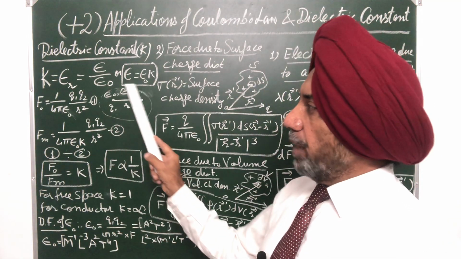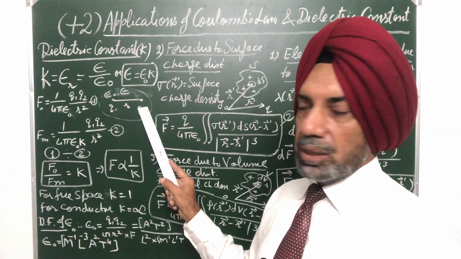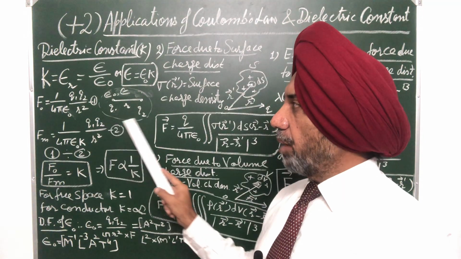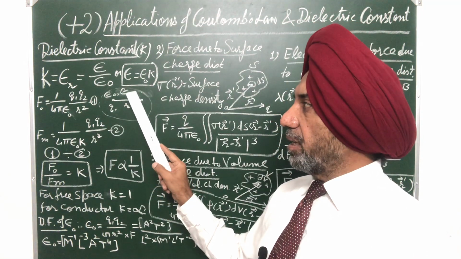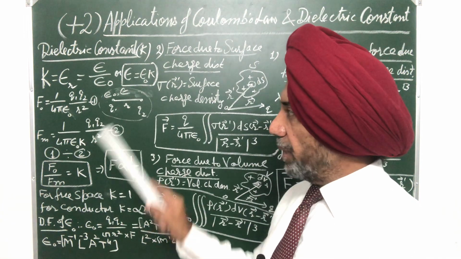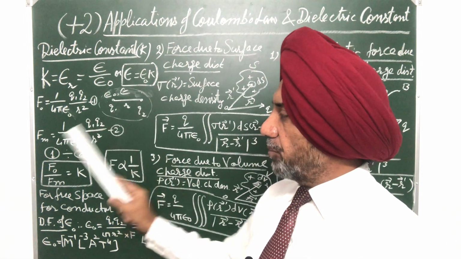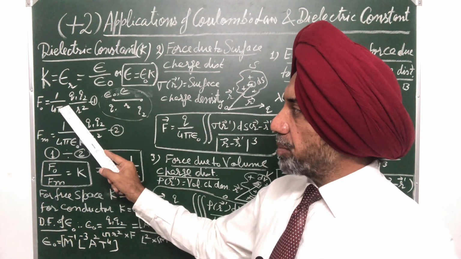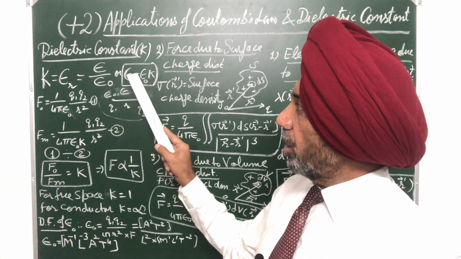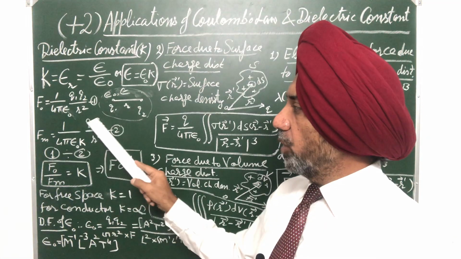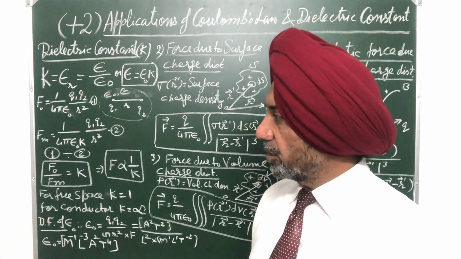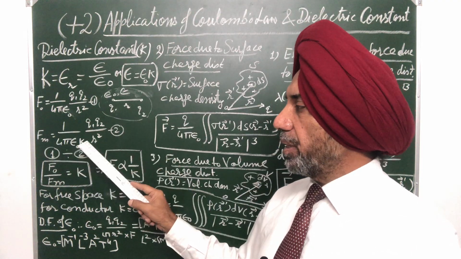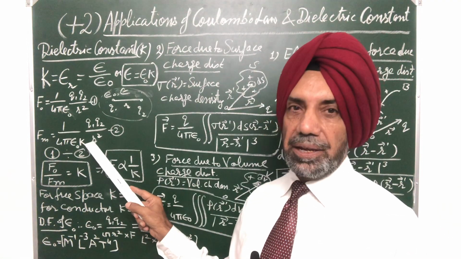Now suppose the same two charges Q1, Q2 separated by the same distance R are now placed in a medium of permittivity epsilon instead of epsilon naught. Then the electrostatic force Fm is given by 1 upon 4 pi, and instead of epsilon naught we will have epsilon or epsilon naught K, Q1 Q2 upon R square. This is the electrostatic force when charges are placed in a medium of permittivity epsilon or dielectric constant K.